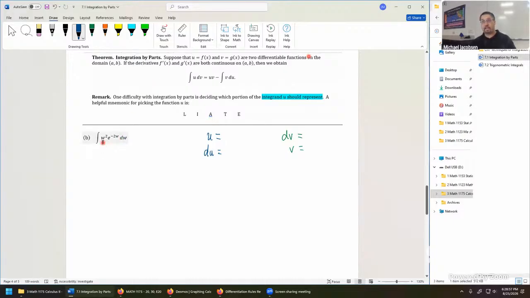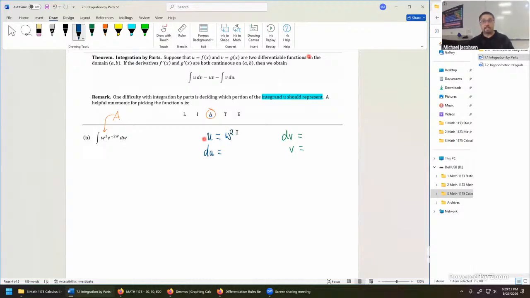That's a power function. It's a quadratic, you could say as well. That's what we mean by algebraic. So the w squared is the a portion, which strongly suggests that's a good place to start off trying for u. We could let u be w squared.